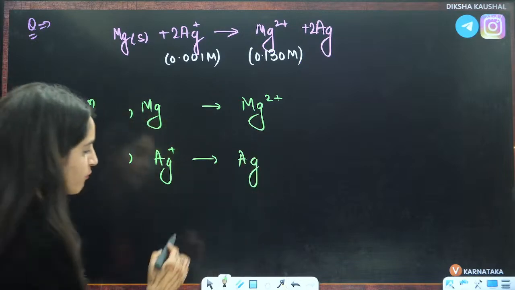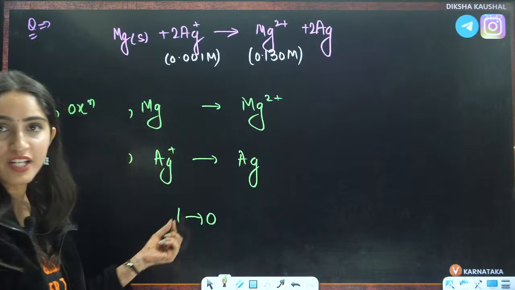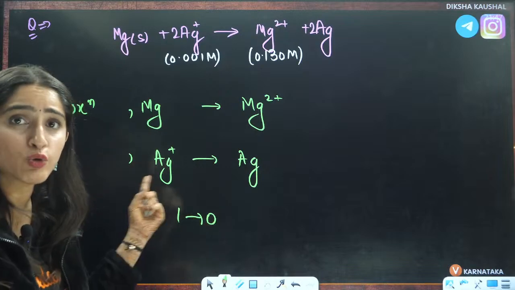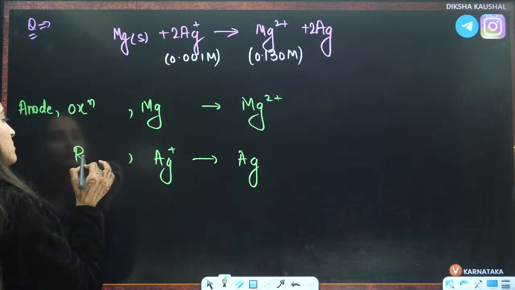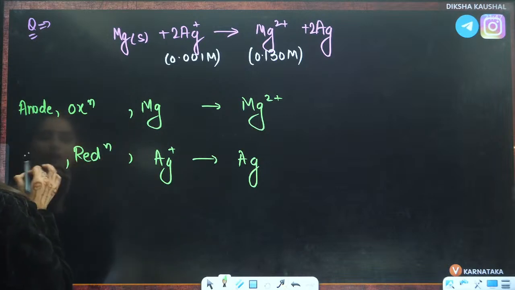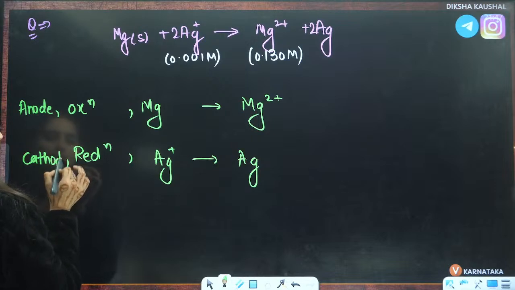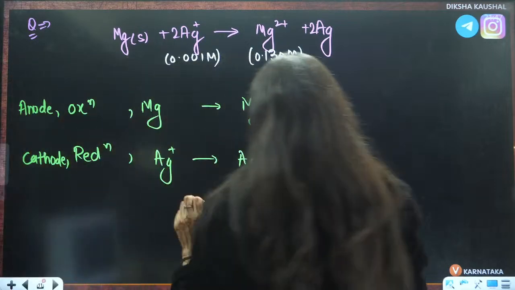The other one is Ag positive to Ag. Here it is going from 1 to 0. Oxidation number is decreasing. 1 to 0, it is decreasing. So decreasing means reduction. So this part is the reduction part, right? So here we can write this is the cathode part, right? Now tell me, is this clear to you or not?